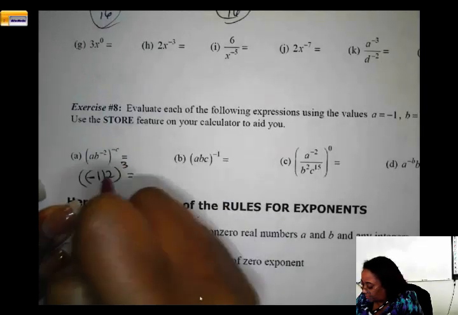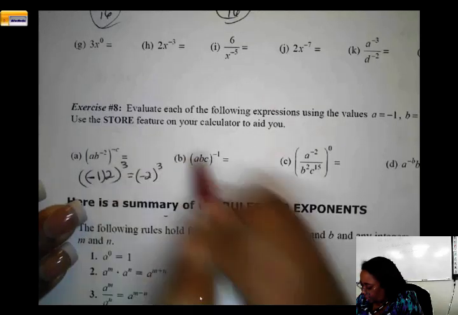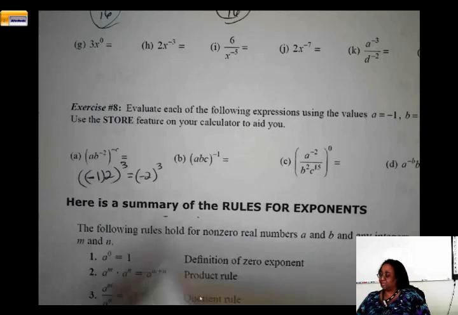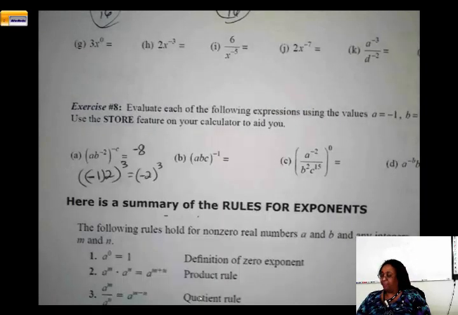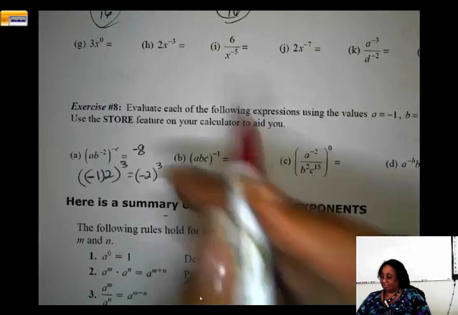So when I evaluate the inside, I'm going to get negative 2 to the 3rd power. How much is negative 2 to the 3rd power? That's negative 2 times negative 2 times negative 2. 2 times 2 is 4, times 2 is 8. Negative 8. Plug in your numbers and you'll get all the answers there.